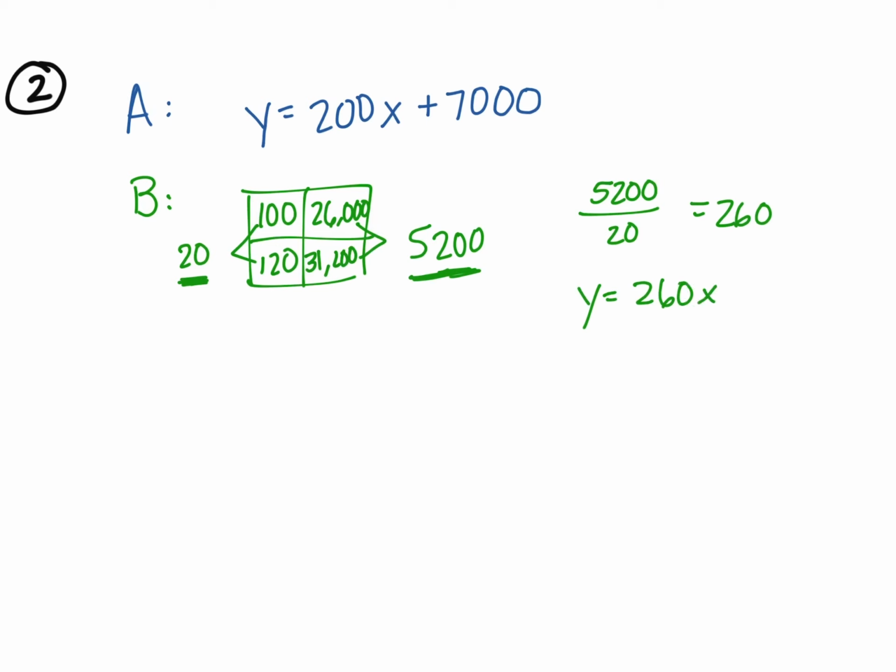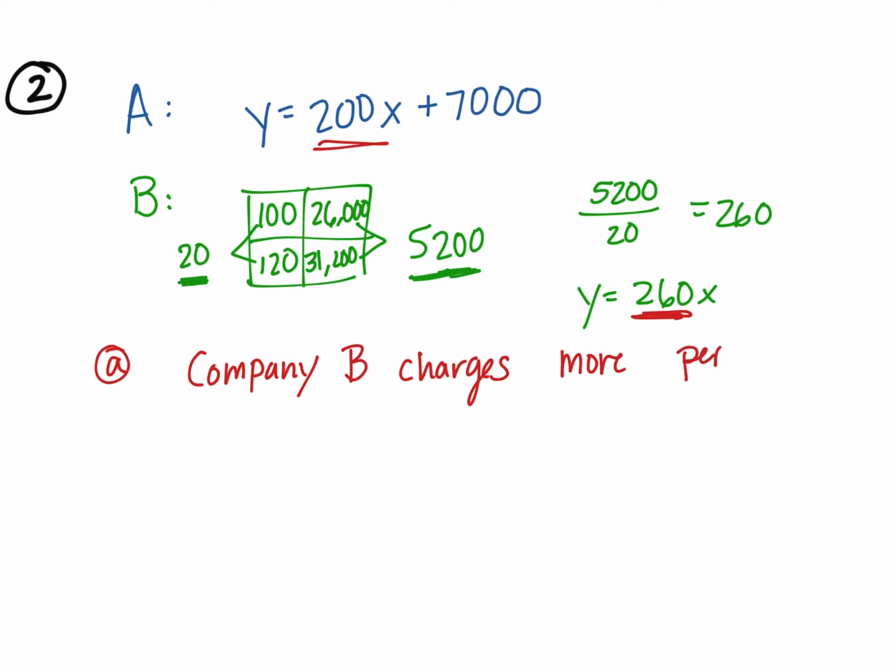So the company that charges a higher rate per foot, we need to compare the rate from both of these. And since 260 is more than 200, in part A, we would say that company B charges more per foot. Then in part B, it says, at what length of the fence would the cost from each fence company be the same? So we're going to use both of those equations to answer part B.